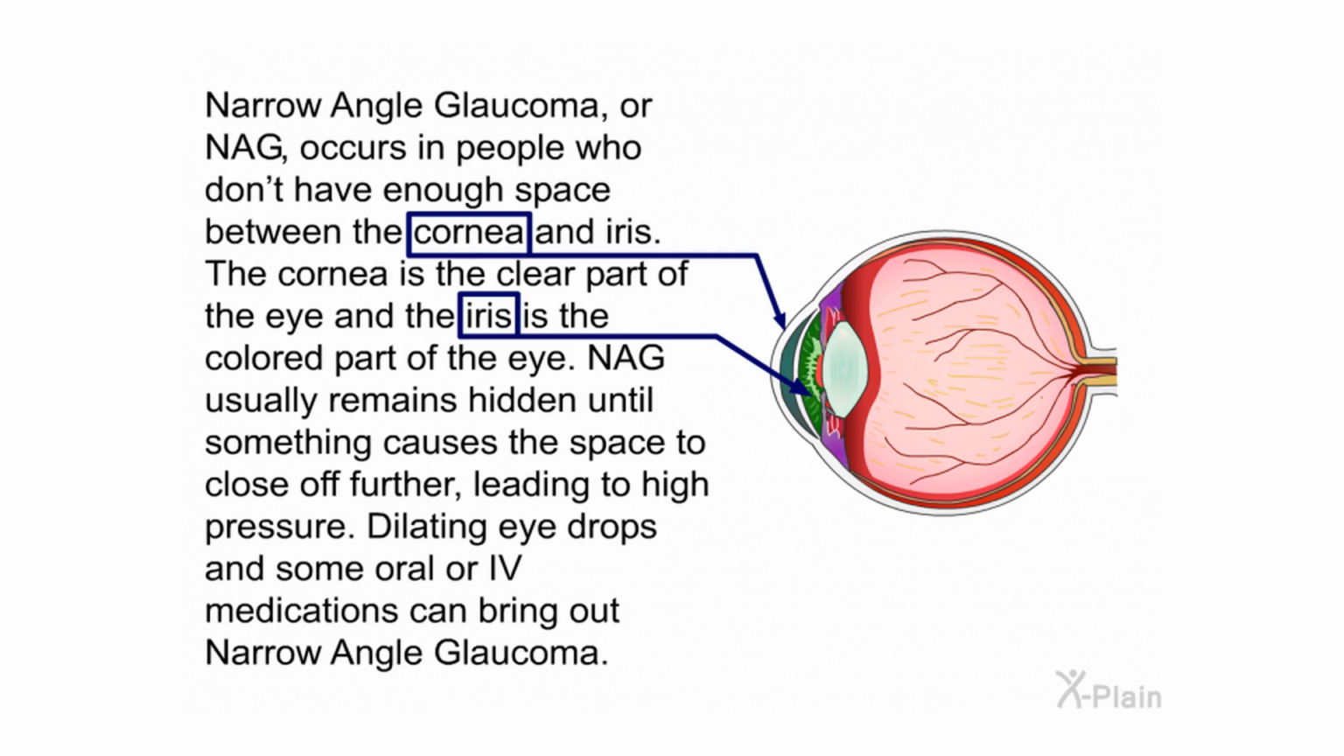Narrow-angle glaucoma, or NAG, occurs in people who don't have enough space between the cornea and iris. The cornea is the clear part of the eye, and the iris is the colored part of the eye. NAG usually remains hidden until something causes the space to close off further, leading to high pressure. Dilating eye drops and some oral or IV medications can bring out narrow-angle glaucoma.